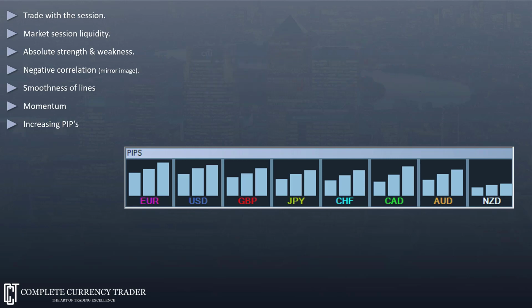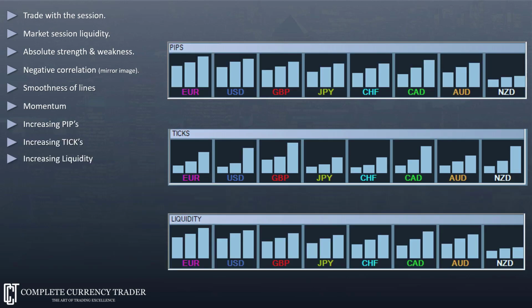But measuring the absolute pip moves as well is valuable when you're assessing a single currency, for the same reasons we look at ticks and liquidity on the main interface of the dashboard. We want to see if the currency is more active now compared to the average. That's really what all three of these indicators are showing you, whether the conditions are getting better or worse.